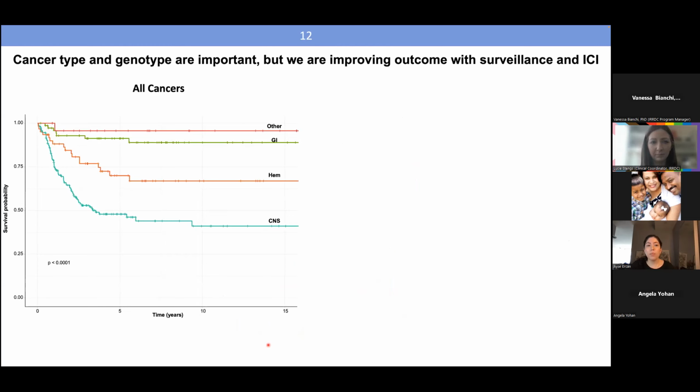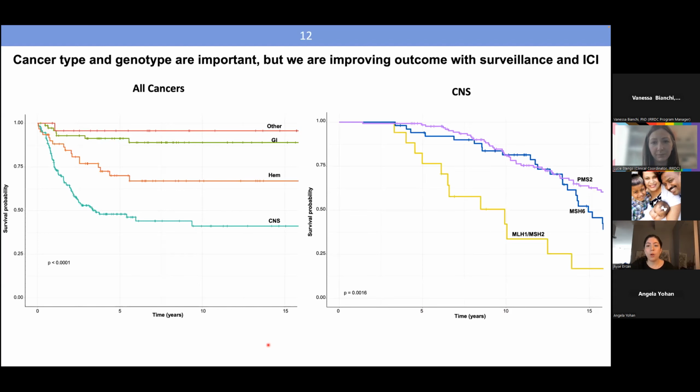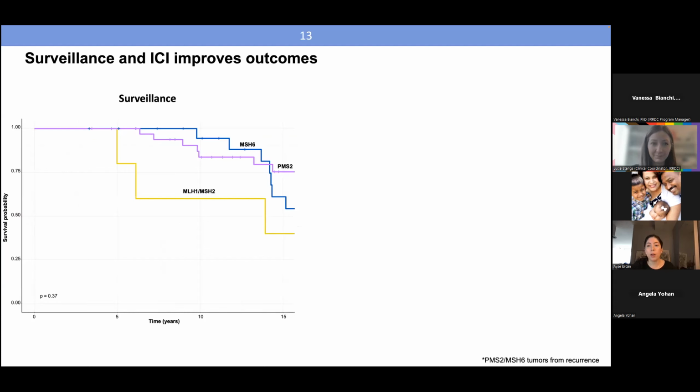But as expected, our central nervous system tumors and hematological cancers are doing worse, but with immunotherapy and surveillance, we think that this curve is going to improve over time. And looking at the genotype-phenotype, although MLH1 and MSH2 have a greater impact, with surveillance, we think that this can improve over time as well. Overall, we found that cancer type and genotype are important for outcome, but we are improving the outcomes by doing surveillance and immunotherapy, which you can see here for surveillance, where patients on surveillance show improvement in MLH1 and MSH2 especially. And we believe that surveillance can alleviate the differences of genotype, which is why it's so important to implement it early on in CMMRD.